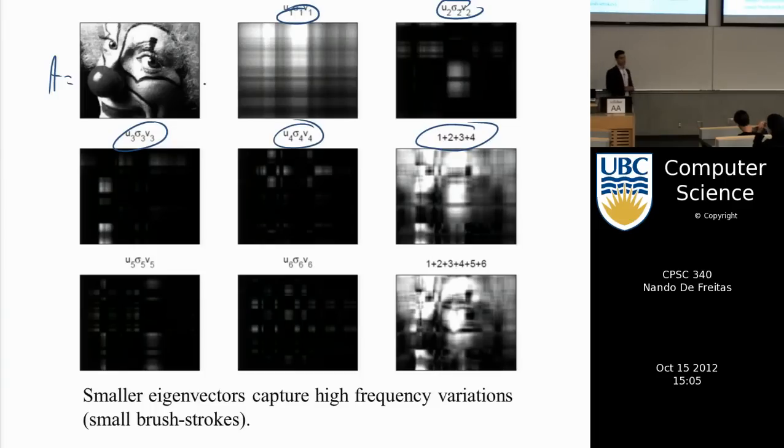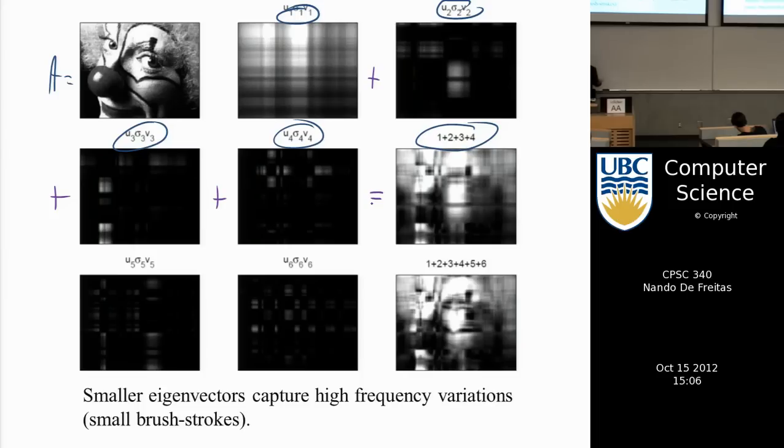And as I showed with this plot, if I add up this one plus this one plus this one plus this one, I get this one. If I add the first four terms of the expansion, I get an image that starts resembling the original image. So the first eigenvalues capture most of the intensity, most of the brightness of the image.